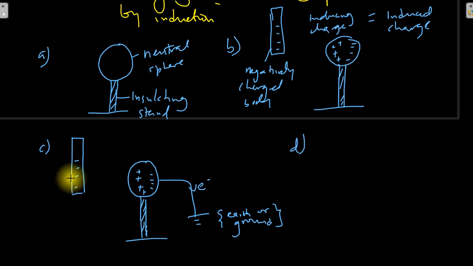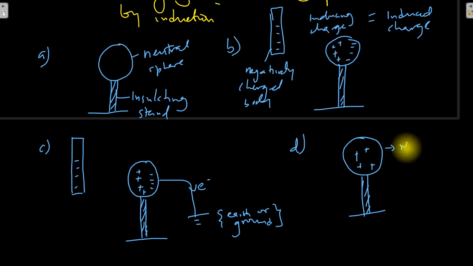And lastly, the negative body is then removed, and after it is removed, the positive charge will redistribute itself in the sphere, and now the sphere has a net positive charge. These steps are very critical. If we take away the negative body while connecting the sphere to the earth, then the sphere will not be charged. We have to make sure this body remains in place while we are earthing our sphere.